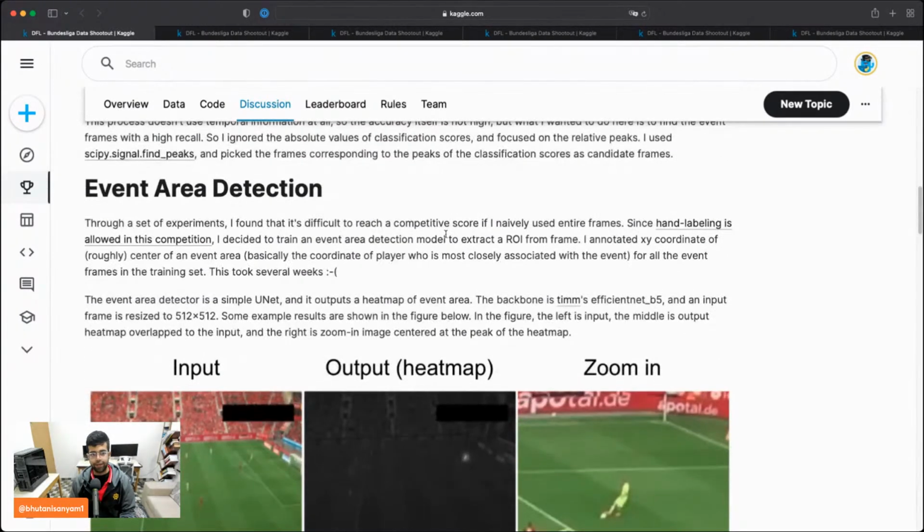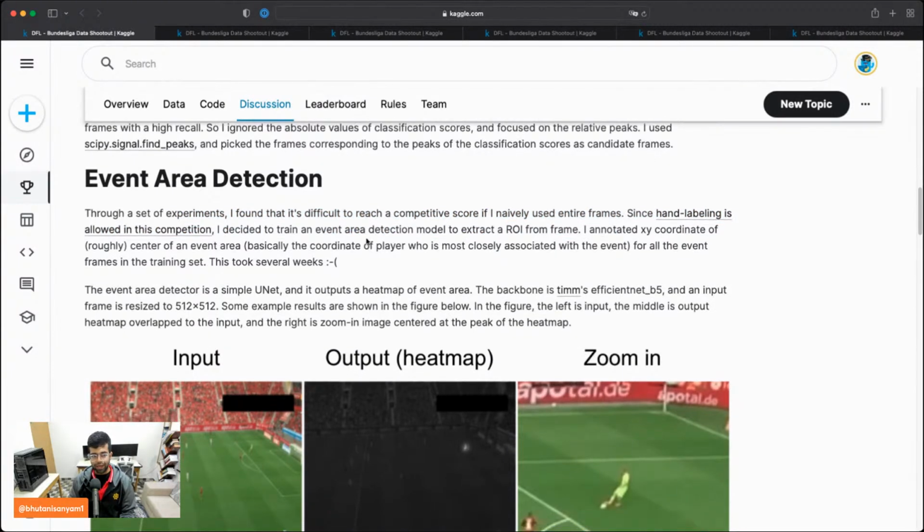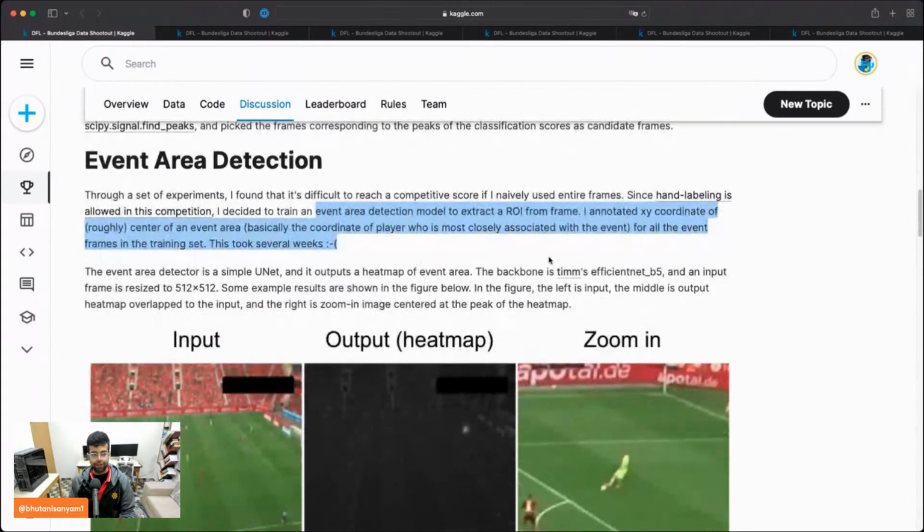Event area detection. Through a set of experiments, he found that it's difficult to reach a score if he naively used entire frames. So he manually, I think, labeled all of these frames, which is cool to see. He annotated the XY coordinate of an event area, and this took several weeks.